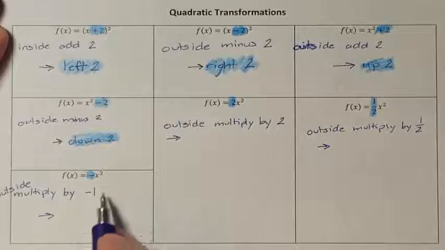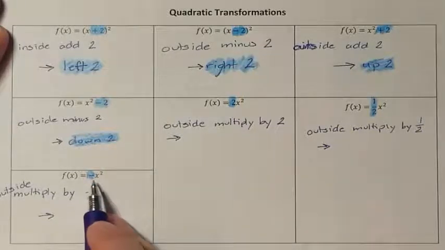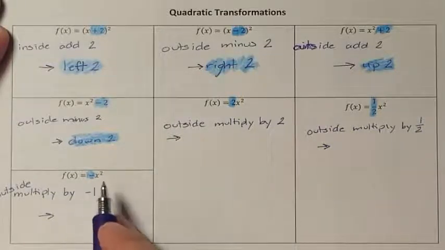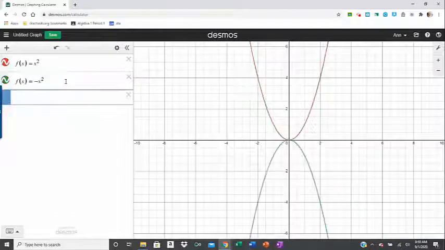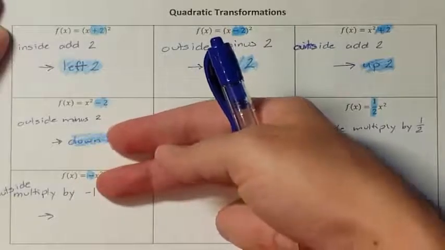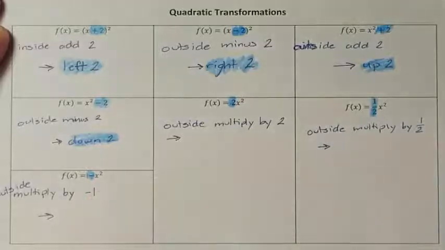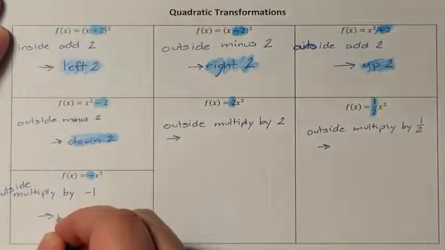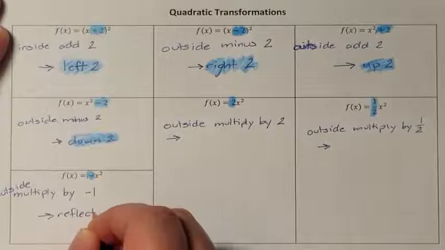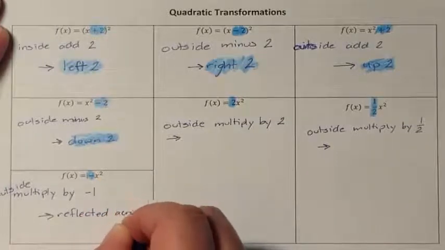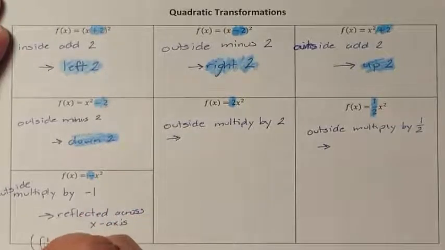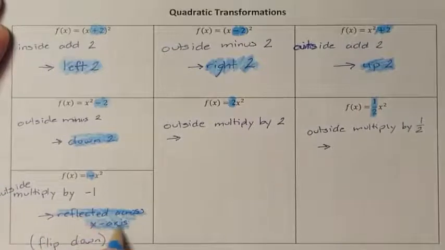So our observations were that if we're on the outside and if we are multiplying by a negative 1, we noticed it was no longer facing up, that it reversed the other direction and faced down instead. So that meant that it reflected, it flipped. It reflected across the x-axis. And in parentheses, I'm just going to write it flipped down. So it meant it flips the other direction. Instead of flipping up, it now flips down. That's what multiplying by a negative 1 does. It reflects you across the x-axis.